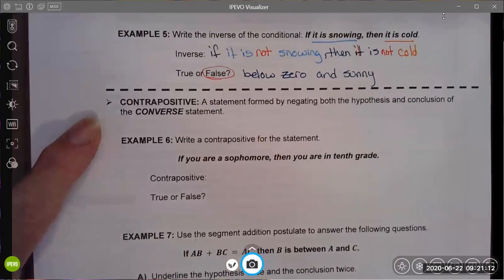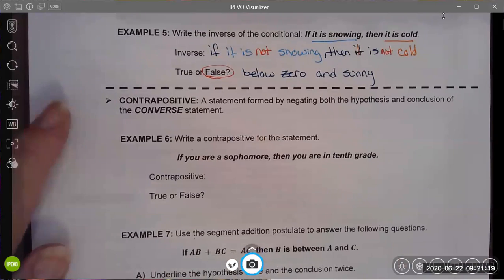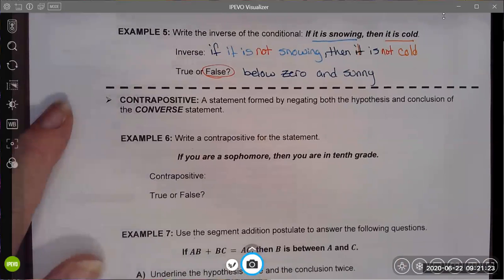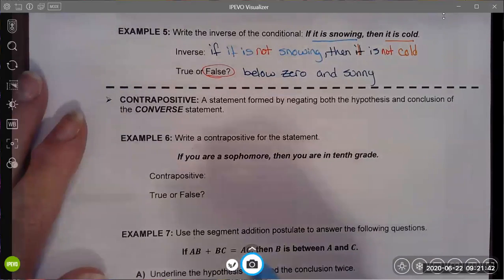One last one. There are 4 different forms a conditional statement can take. And the last one is a contrapositive. And it's sort of a collection of all the different things we've done so far. A contrapositive is formed by negating both the hypothesis and the conclusion of the converse statement. And the order that you do these in does not matter. You can write the converse and then negate it. You can write the inverse and then do a converse of it. I kind of do everything all at once.